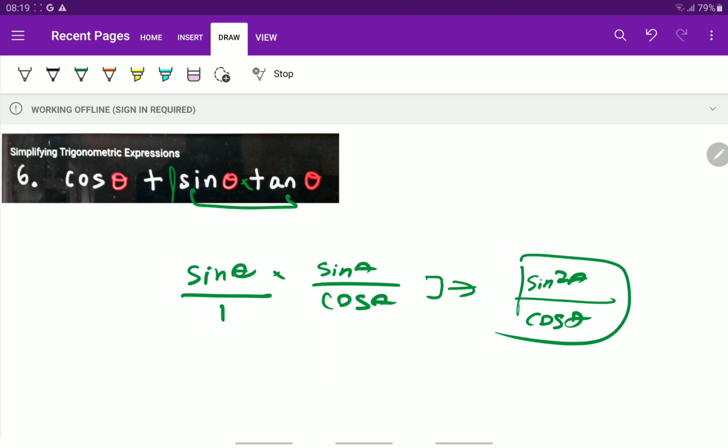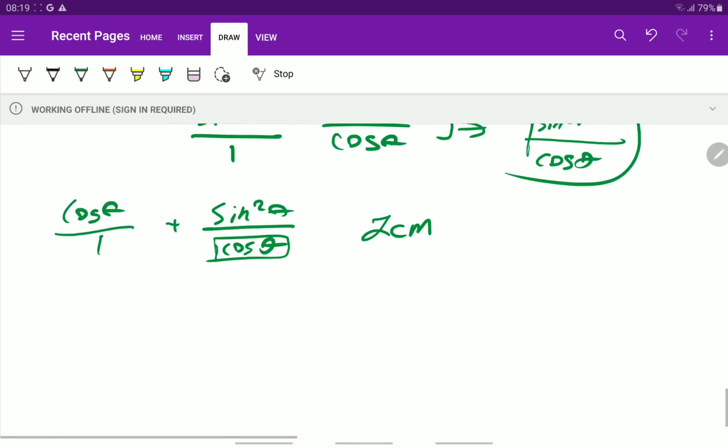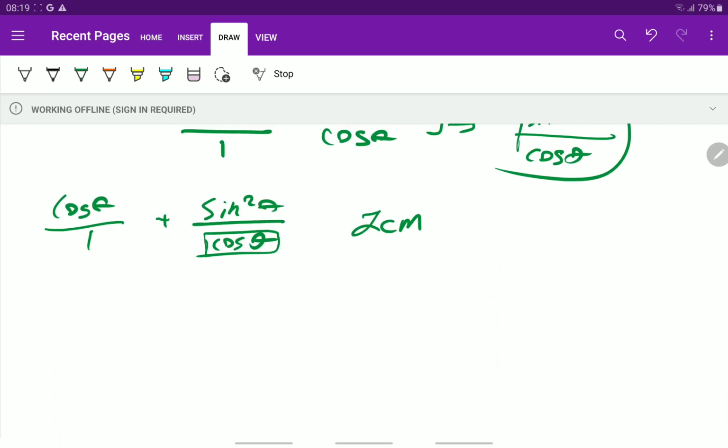We have one term here. We have this term, sine squared theta over cos theta. So now we have cos theta over 1 plus sine squared theta over cos theta, right? So if we have this cos theta, we want to multiply. So you find the LCM, and the LCM here would be cos theta. So let's multiply both sides by cos theta.